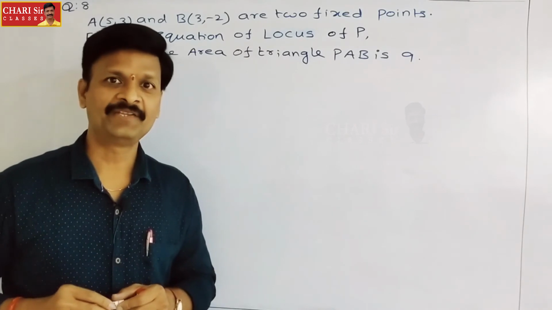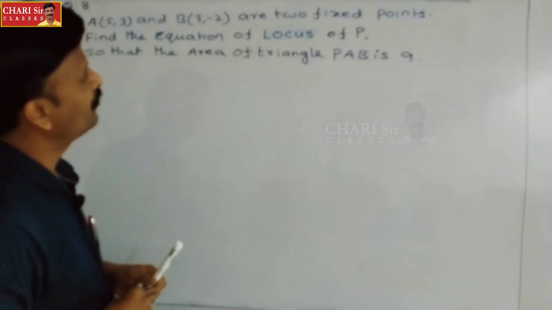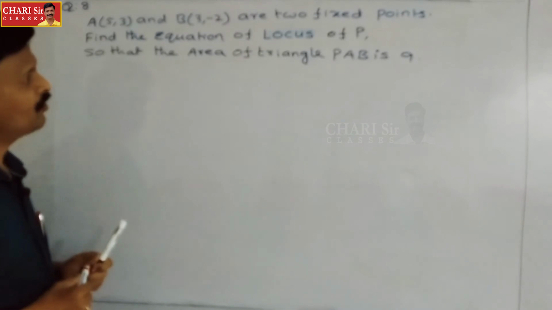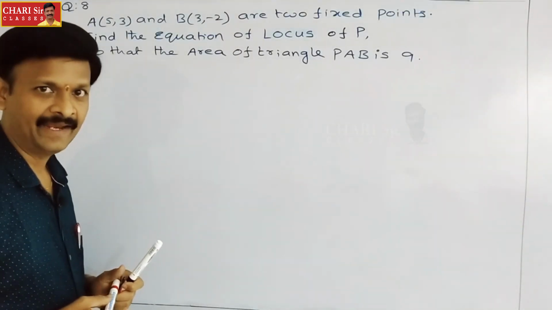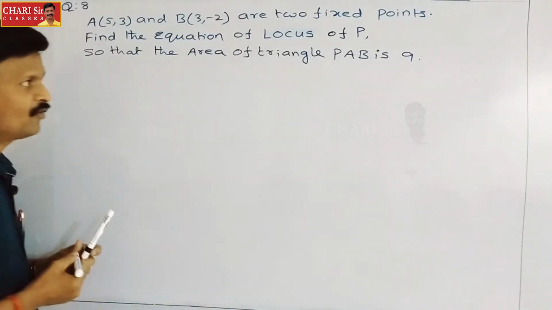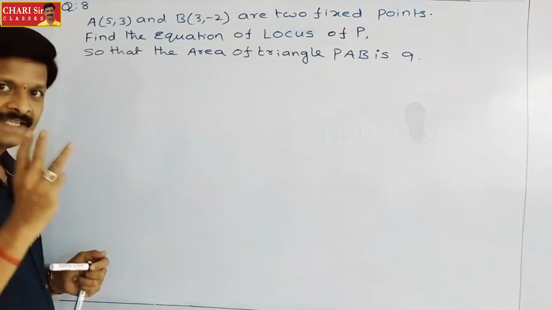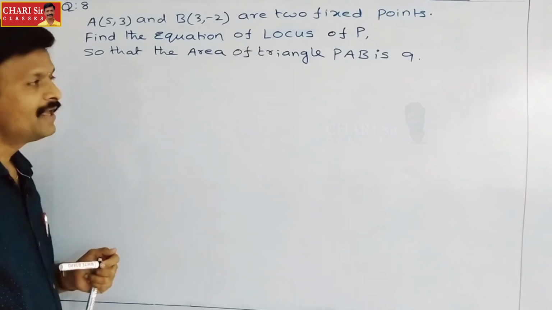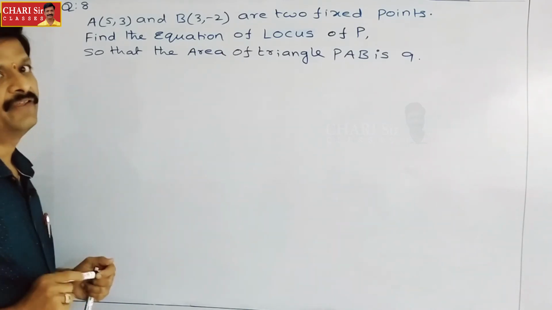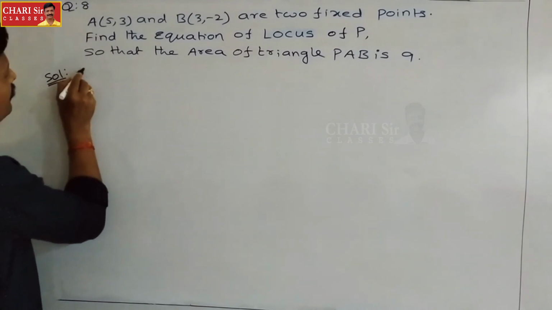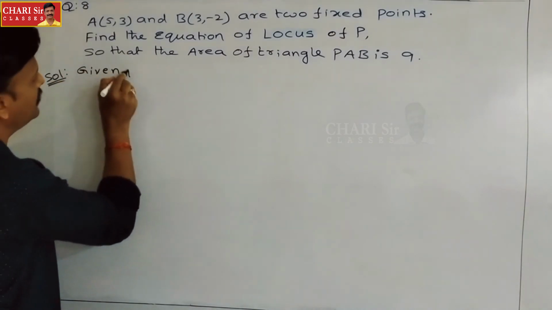The next question is the 8th question. It is given that A(5, 3) and B(3, minus 2) are two fixed points. Find the equation of the locus of P so that the area of triangle PAB is 9. So here, area of triangle. The area of triangle formula we must know. When the 3 vertices of the triangle are given, then we need to write the area of the triangle formula. So first we will start with the first step in the solution. The first step is given points. We always write given points.